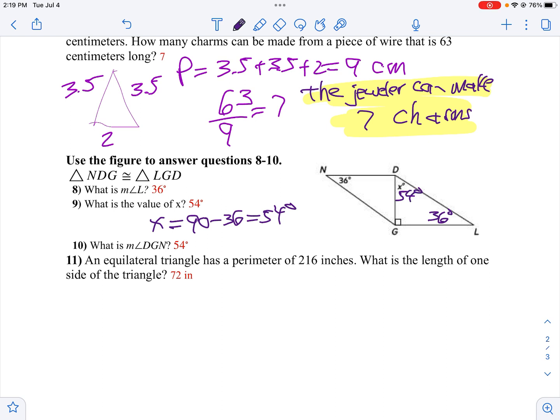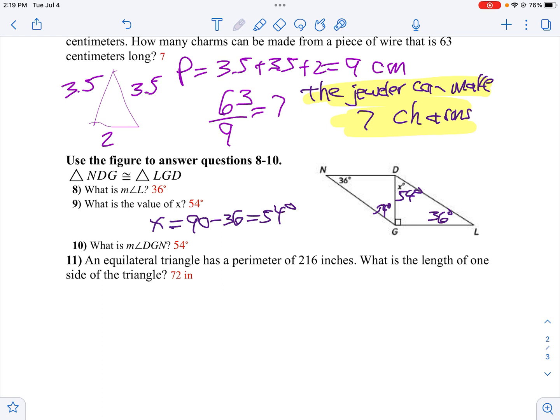And notice angle D is congruent to angle G, so I also know angle DGN is going to be 54 degrees. Oh, that's the answer to the next question, isn't it? Angle DGN is 54 degrees.